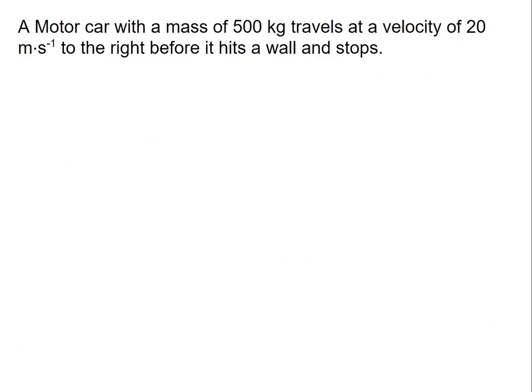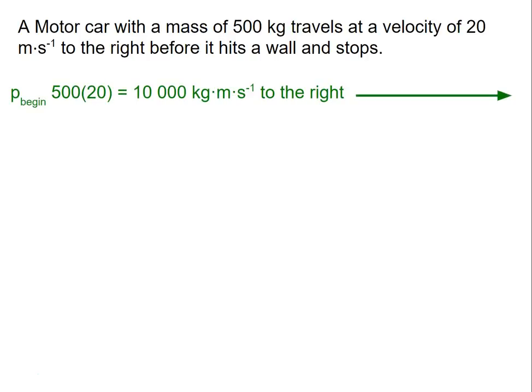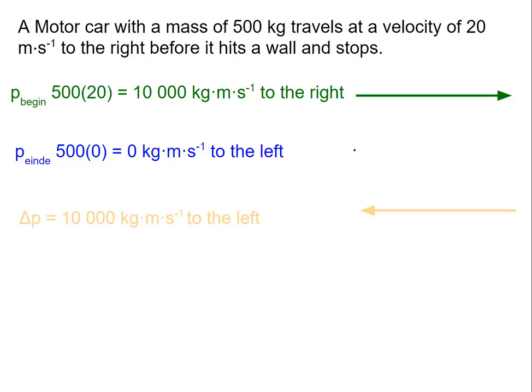Okay, let's look at this one, which has zero momentum for the final momentum, as an example. My initial momentum is 10,000 kilogram meters per second to the right. My final momentum I'm going to represent by a single dot, because in maths a dot does not have any dimension, it doesn't have a length. And then I know my change in momentum is equal to my final momentum minus my initial momentum.